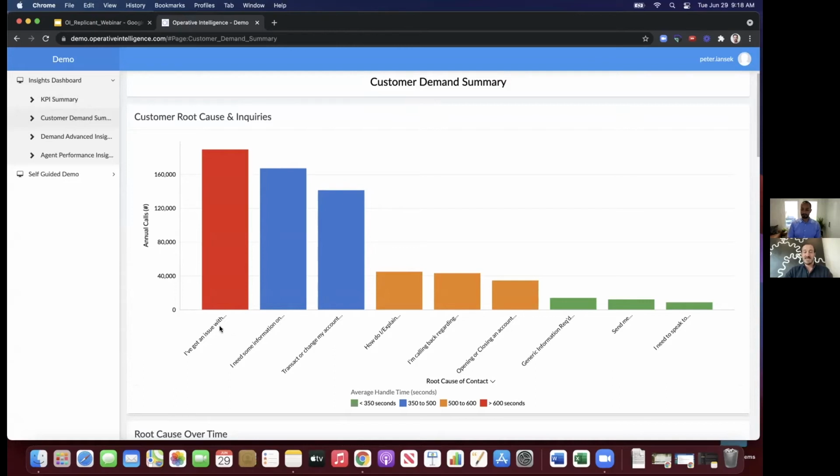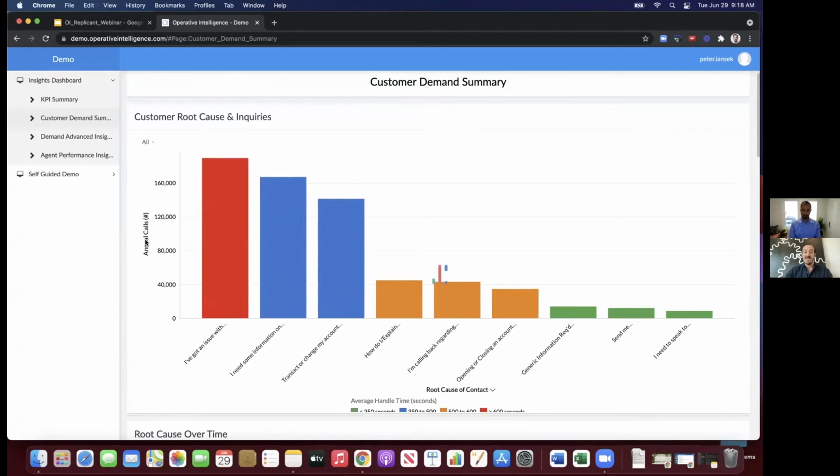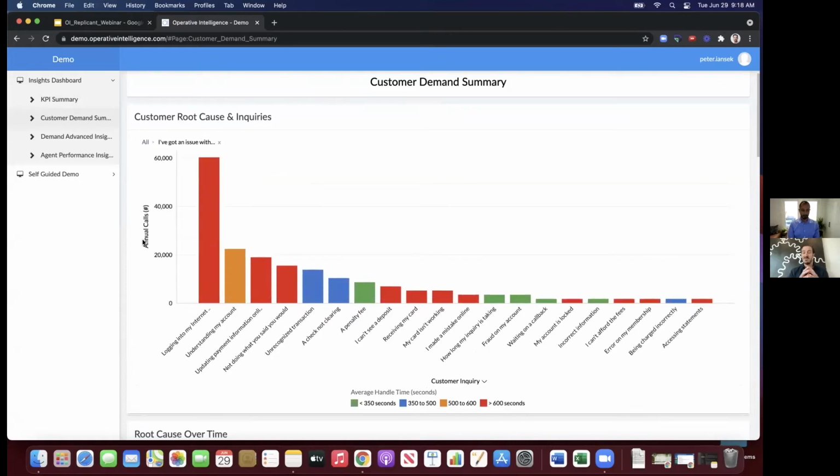And so let's have a look at issues, because this is really interesting. What we can see at this level is that this is 189,000 calls a year, handle time 638 seconds. So not only is this the biggest in terms of volume, they're the longest, most complex inquiries. And so what you would want to understand is, well, what are all of the issues that our customers are contacting us about within this bucket of root cause? And this is where the context is really important.